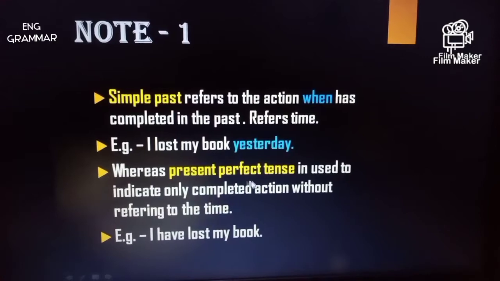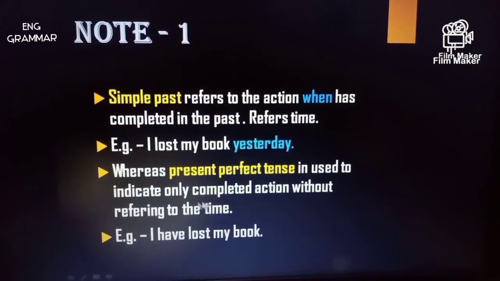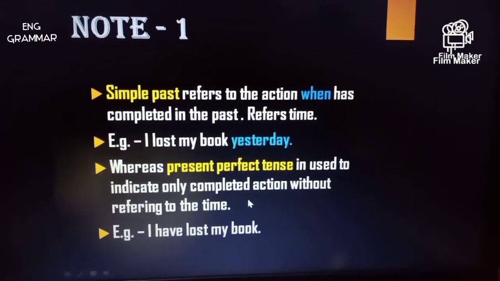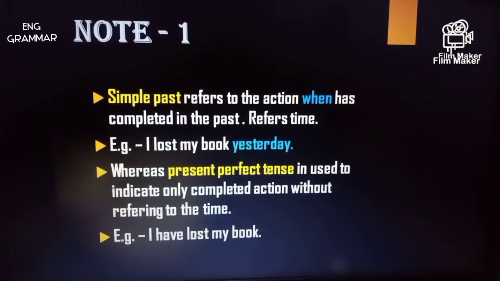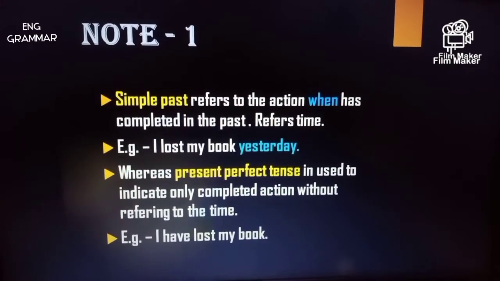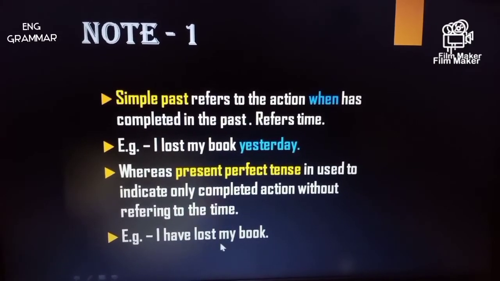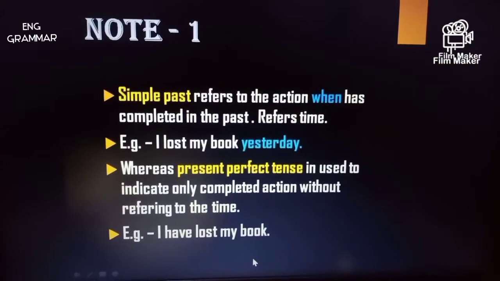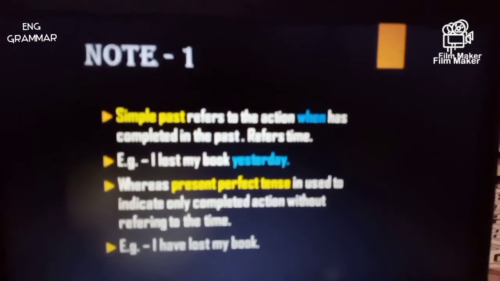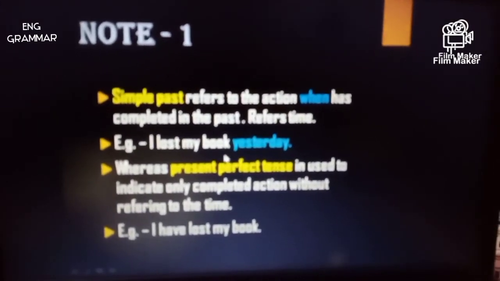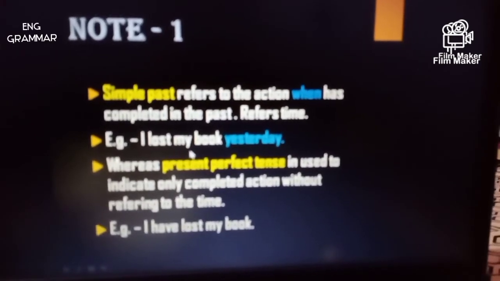At the same time, the present perfect tense is used to indicate only a completed action without referring to the time. The present perfect tense is also used like the past tense to show that the action has been completed, but not with the time. Take a look at the example. I have lost my book. Here, the action of losing the book is completed but without locating the time. This is the one exception, so you just have to keep it in mind. So you can use either the past tense or the present perfect tense.